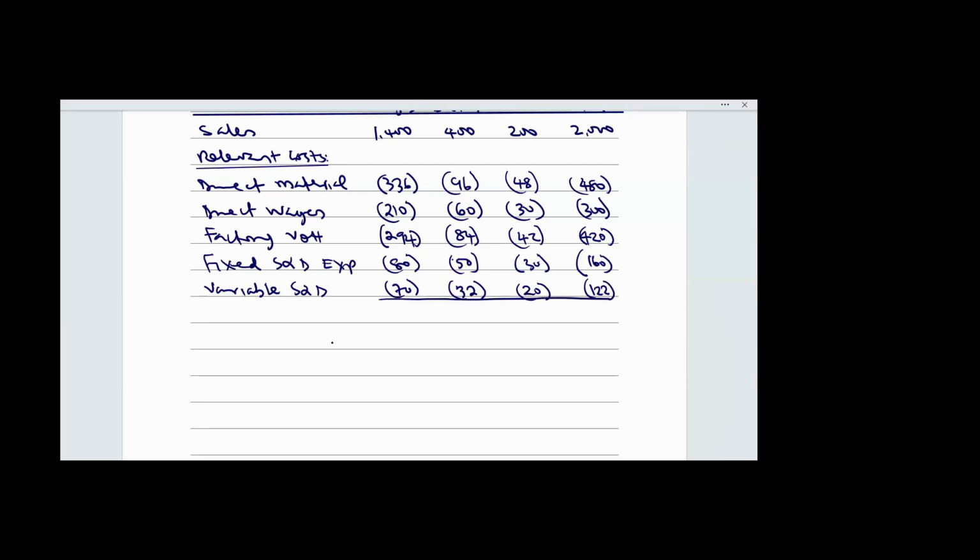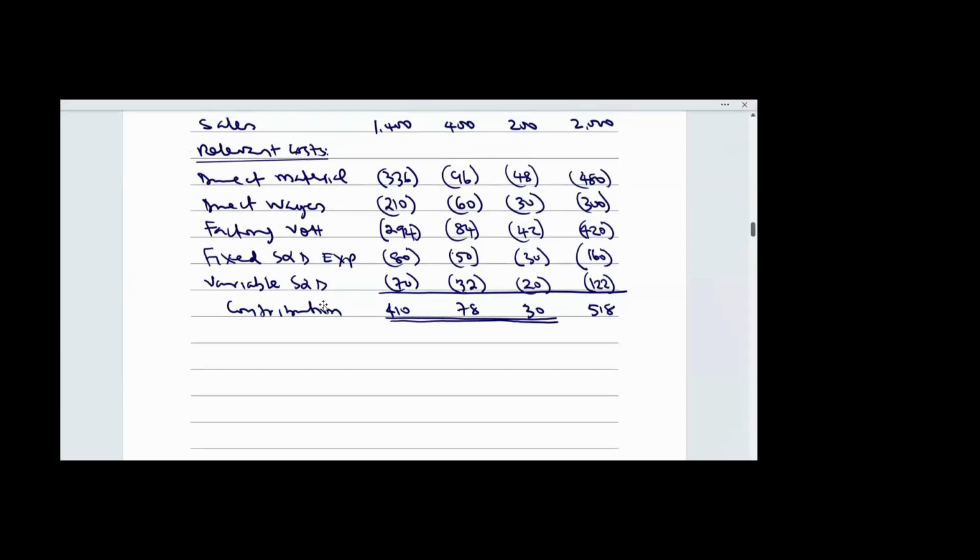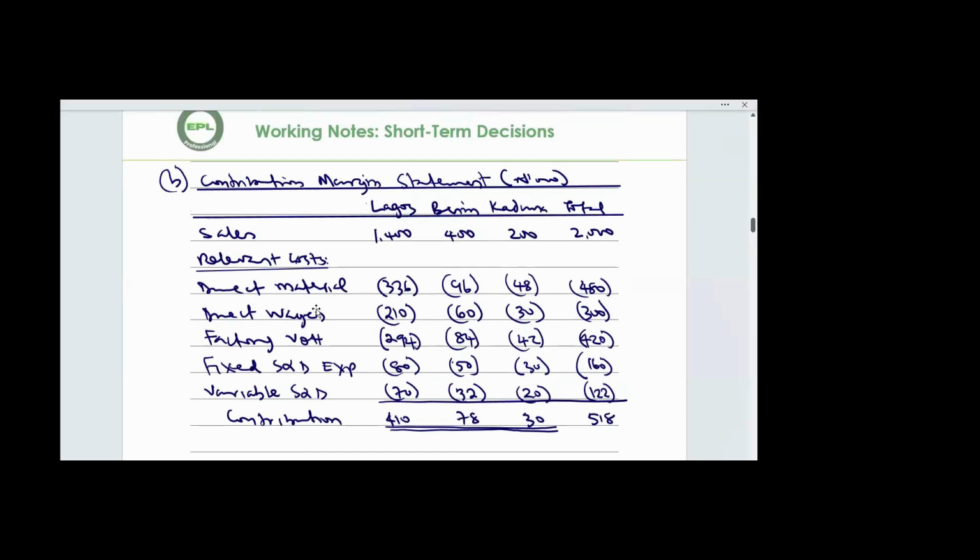So add it up. This one gives us 410. This gives us 78. This gives us 30. Then we have 518. So this represents the contribution. It looks like we are repeating what we did previously, but it's not. Since the examiner asks us to use the contribution margin approach, you don't charge fixed costs. When using the contribution margin approach, your focus is not to determine profit. Your focus is on contribution margin for each depot, or each of the segments.